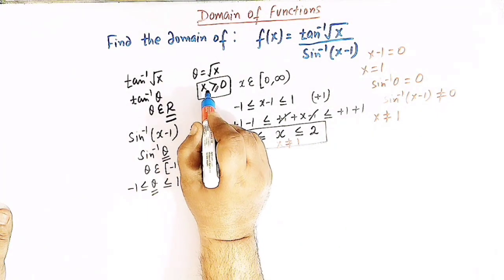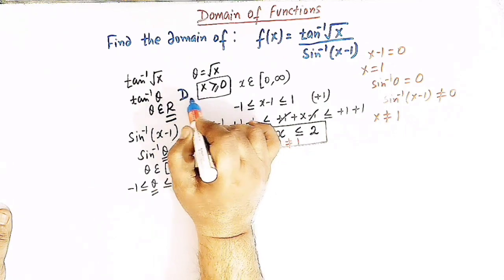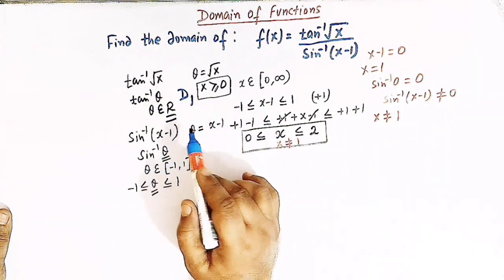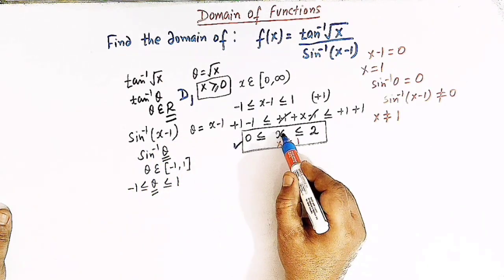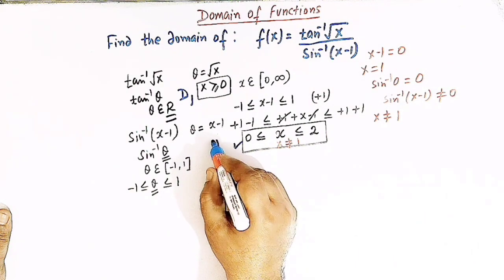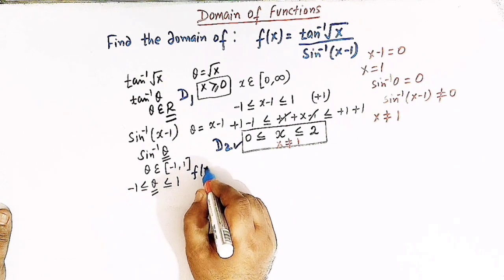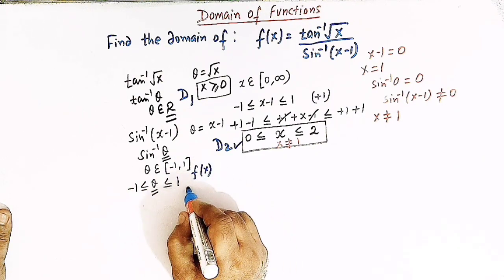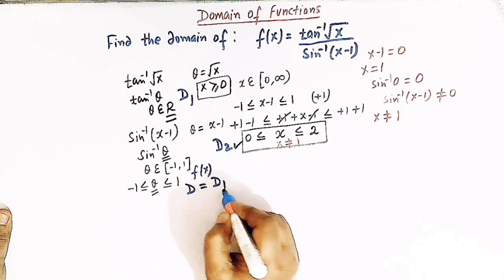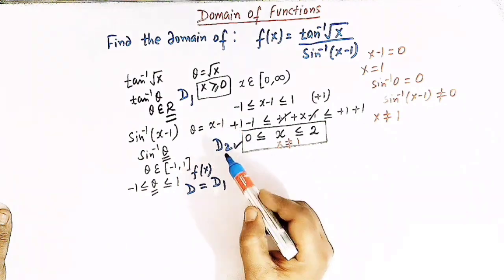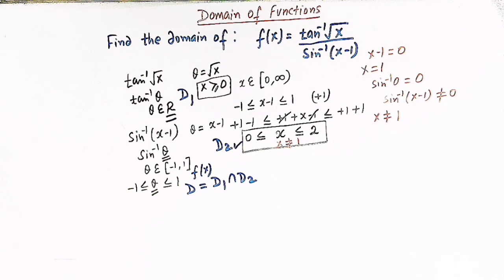Now let us call the domain of tan inverse square root of x as d1, and the domain of sine inverse x minus 1, which is given by these two expressions, let us call it d2. So the overall domain of the function f of x, say d is the domain of f of x, is given by the common region between d1 and d2. So we have the intersection of d1 and d2.